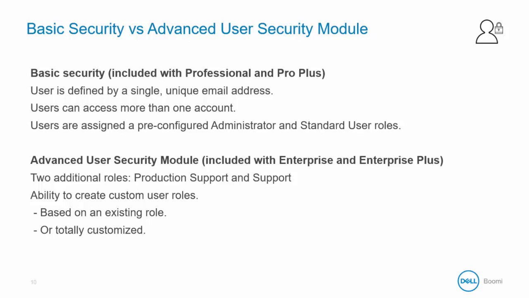Users can access more than one account, and users are assigned a pre-configured role with specific privileges, which do not include production support and support roles. We will look at this more in the next slide. When you enable advanced user security, you can assign production support and support roles to users and create custom roles as well. These custom roles can be based upon existing roles or can be totally customized.